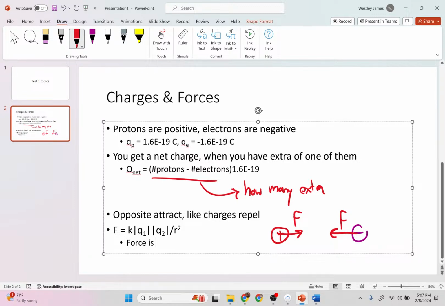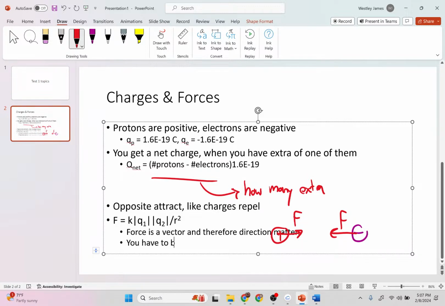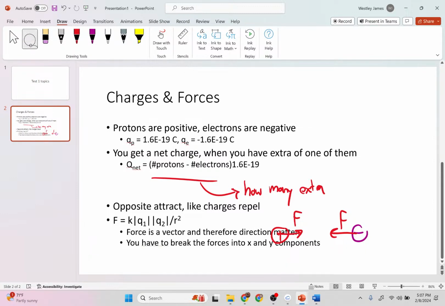Force is a vector, and therefore direction matters. You have to break the forces into X and Y components to combine them. That's something you all have to remember to do. Now, again, a lot of the problems, it'll either be all X or it'll be all Y. You won't have to deal with it.